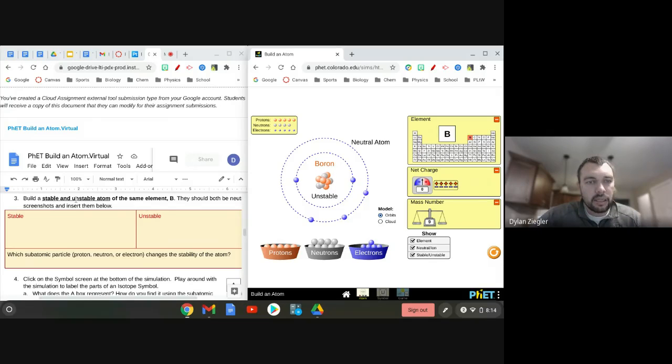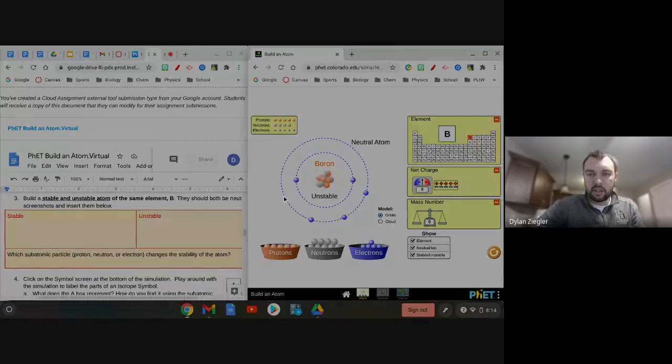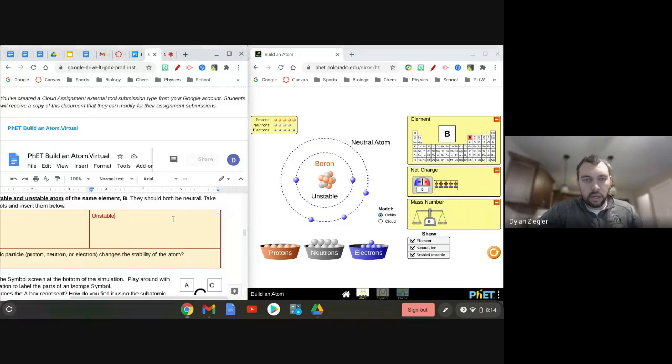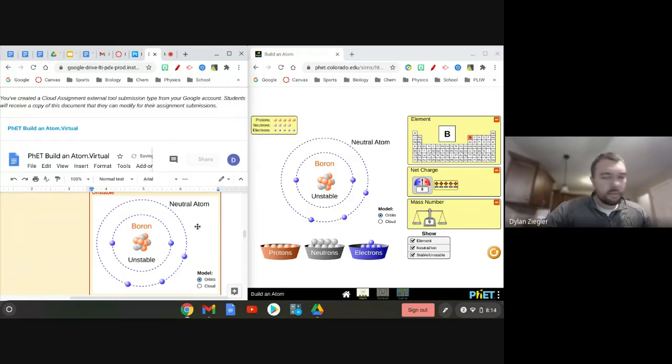We need a stable and an unstable atom. They should both be neutral. Okay, so this is neutral. All right, so that's good. This is unstable, so I can take a screenshot of this. And I'll put it in the unstable box. I'm going to shrink this a little bit.